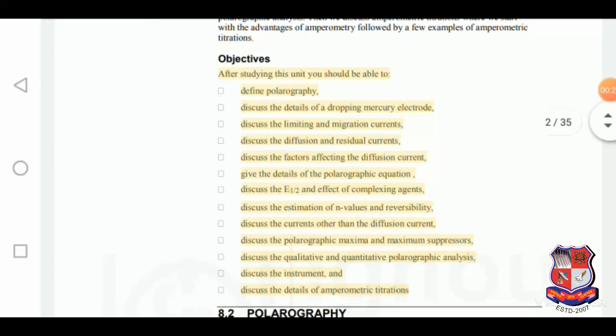At the end of the chapter, students should learn about what is polarography, details of DME, limiting and migration current, diffusion and residual currents, factors affecting diffusion currents, polarographic equation, half-wave potential and effect of complexing reagents, estimation of n values and reversibility, currents other than diffusion current, polarographic maxima, maximum suppression, qualitative and quantitative application of polarographic analysis, instrumentation and details of amperometric titration.